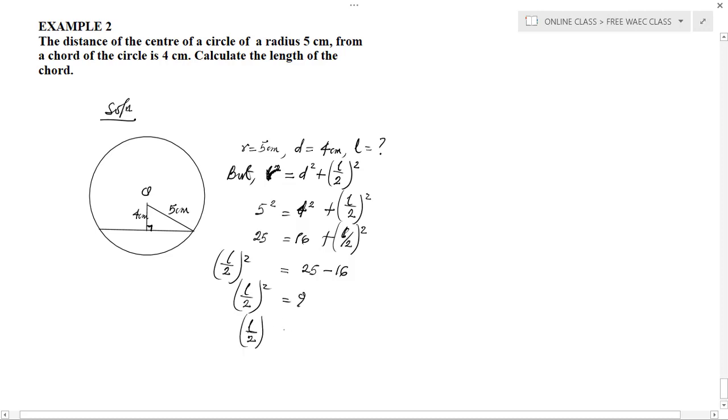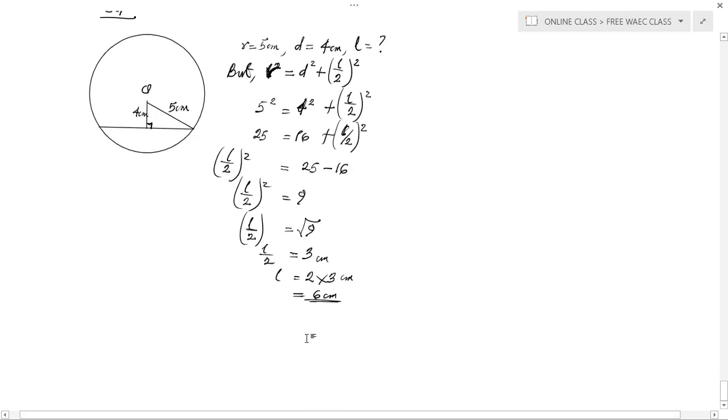L over 2 equals square root of 9. L over 2 equals 3. L equals 2 times 3 by the time you cross multiply. And the final answer is 6 centimeters.